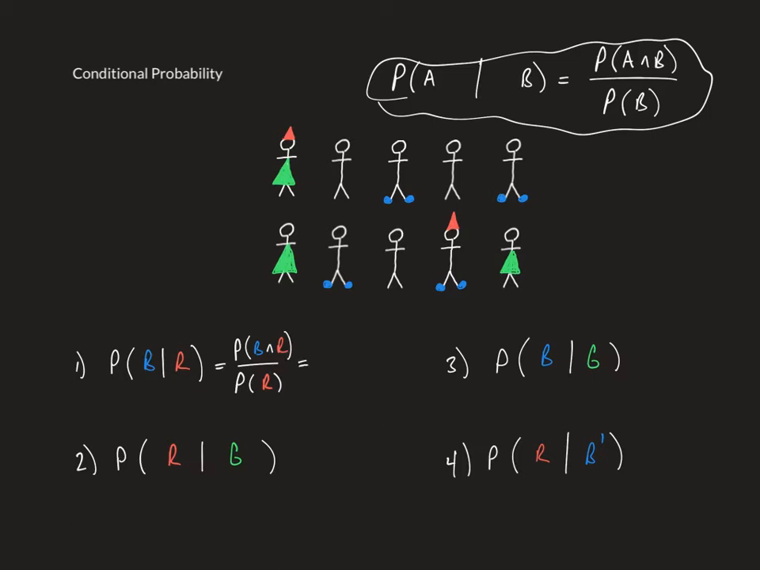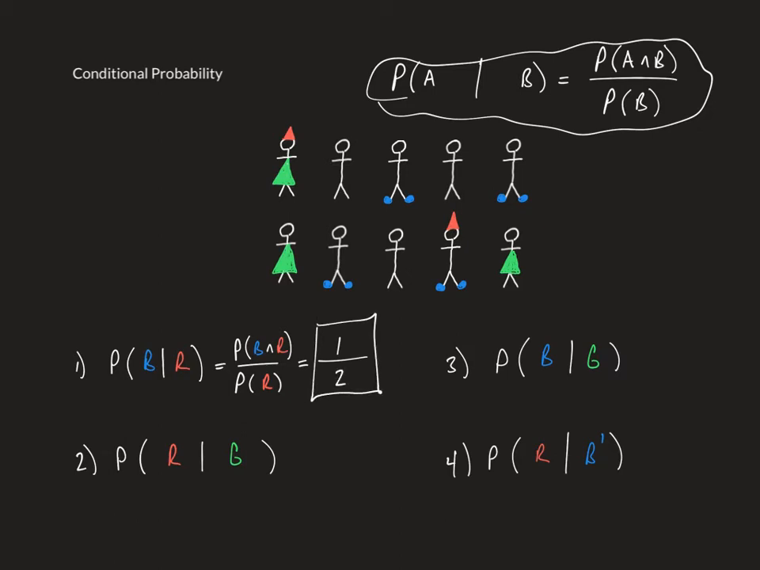Okay, so where are the people who both have blue shoes and have a red hat? So that's just this guy. He's the only one who has a red hat and blue shoes. So there is only one person here who meets that criteria. And then I need the probability that someone has a red hat. So how many people have red hats? 2 of them. So 1/2 then is my probability.